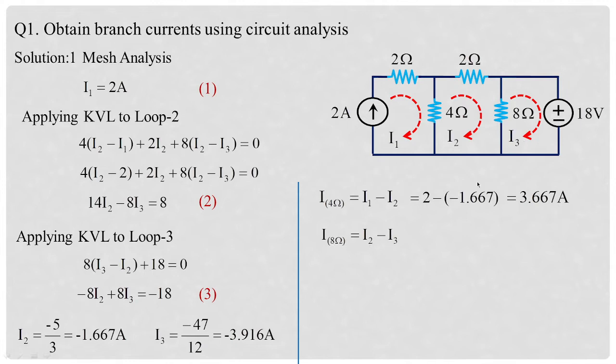Similarly, the branch current which is flowing through 8 ohms will be equivalent to I2 minus I3. I2 we have minus 1.667 minus, already we have the value of I3, which is minus 3.916 amperes. So just substituting those two values, and thus we obtain the value of the branch current in 8 ohms, which is equal to 2.49 amperes. Roughly you can take this value as 2.5 amperes. So this is how we solve the basic mesh analysis problem.